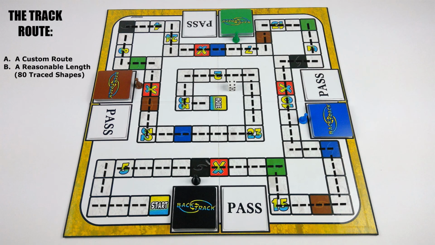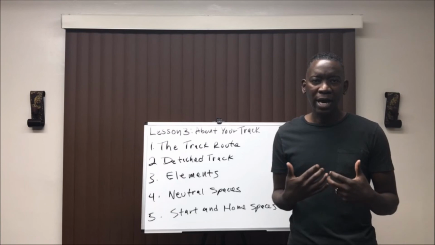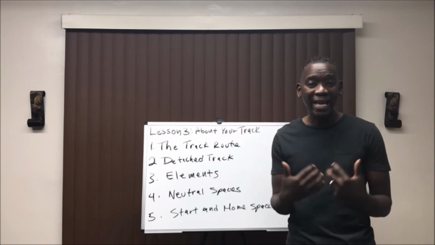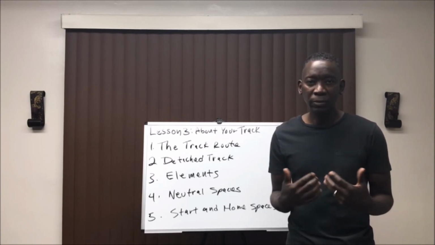Now the second thing is not just the custom route, but when you create your track, it's going to be a reasonable length. Now, if you start at the start space and count the start space as 1, and then continue counting each one of these trace shapes all the way around my game board and include home in your count, you'll discover that there are 80 trace shapes that make up my track. Now, some of you might ask, well, why did you stop at 80, and how did you know that 80 was the number to create your tabletop board game?